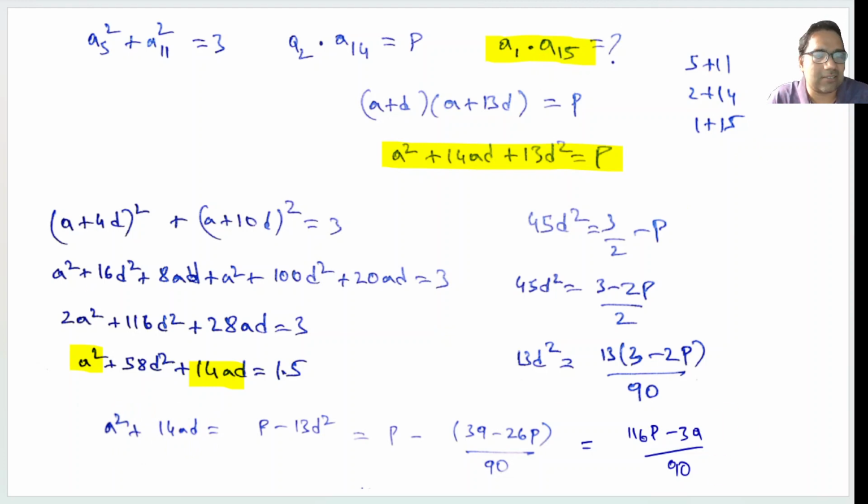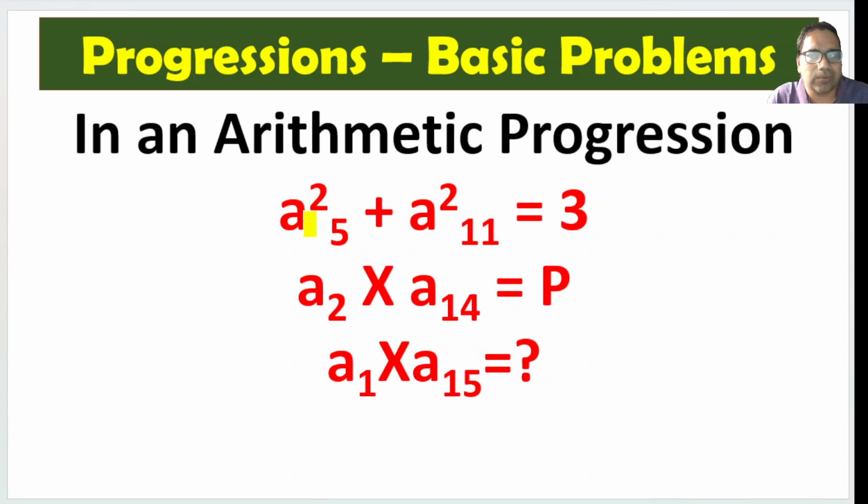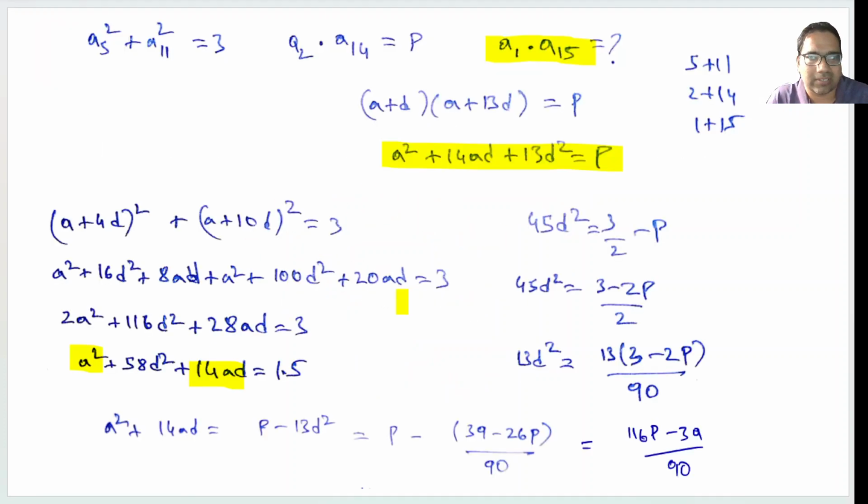Right, guys? This is such a simple problem, but we need to find the similarity or the relation between these different terms. That is, 5 plus 11 is 16, 2 plus 14 is also 16, 1 plus 15 is also 16. These three pairs of terms are related this way, and that's how we are able to solve this problem. Thank you. Hope you like this.